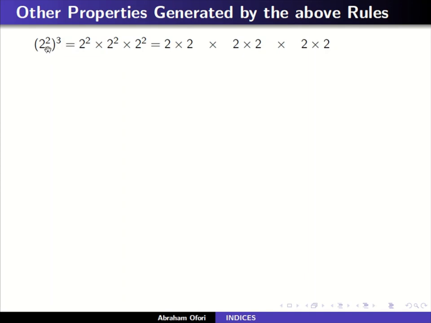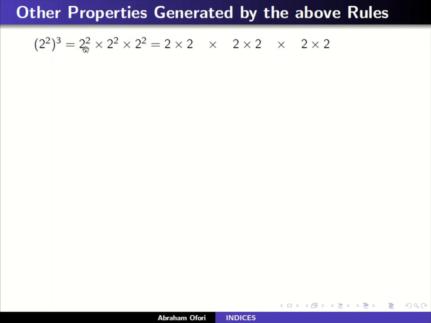We have other properties as well. Okay, if I have 2 to the power 2, all to the power 3. Now think of 2 to the power 2 as, let's say, a, all to the power 3. We said the number here raised to the power means this number multiplied by itself this number of times. This is what I mean. If I have 2 squared all to the power 3, it means 2 squared multiplying itself 3 times. It becomes 2 squared times 2 squared times 2 squared.